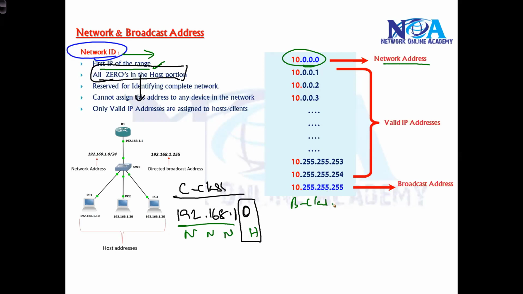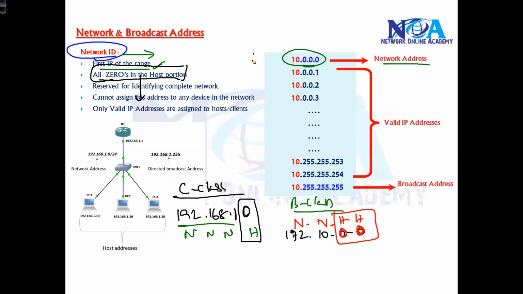Similarly, if I take any B class example, in B class there are 2 network portions. So if I say any address, let's say 172.10.0.0, now this is the network ID, because there are 2 host portions and both are zeros. Because the first IP always starts with all zeros in the host portion, right?